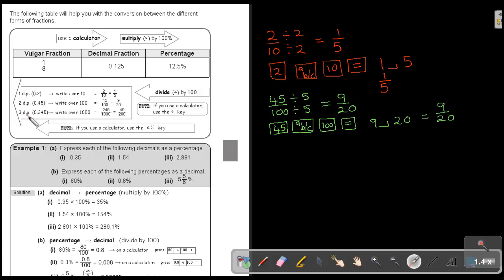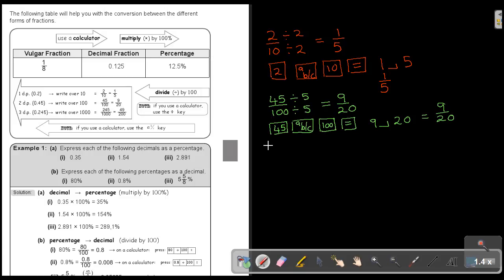If there are 3 decimal places, so look, after the decimal point, there are 3 digits. I take the 3 digits and I put it over 1,000. Can you see? 1 digit over 10, 2 digits over 100, 3 digits over 1,000. So, let's see how we simplify that.